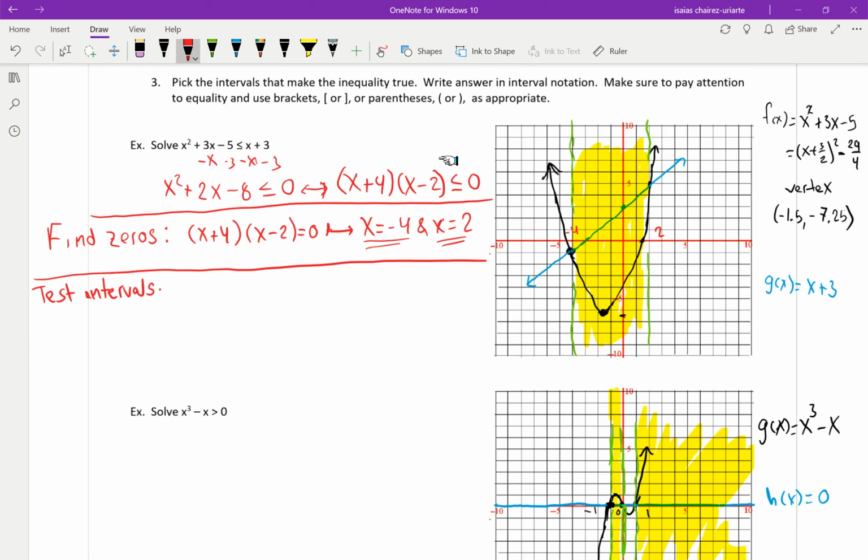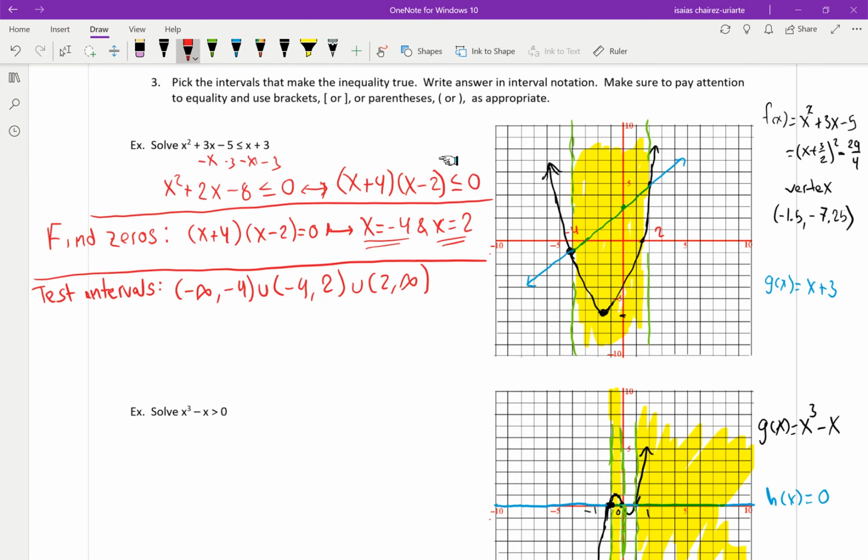And well, it turns out I have two intervals. One of them is from -infinity to -4, union... or sorry, so -infinity to -4, -4 all the way to 2, and union 2 to positive infinity. And actually, I need to be careful here.